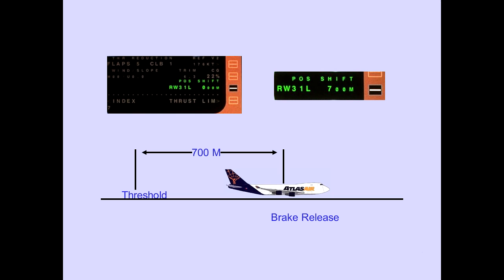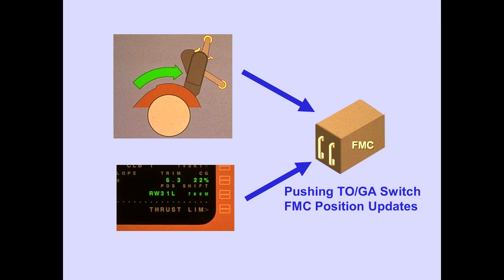Position shift line displays the runway identifier on the left and the distance of the takeoff brake release point from the runway threshold in meters. In this example, position shift is 700 meters. Pushing the throttle TOGA switch updates the FMC position using the position shift value from the takeoff reference page. Using the TOGA switch is covered in the auto throttle module.